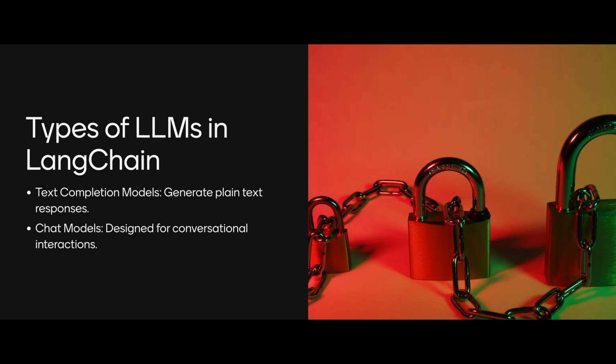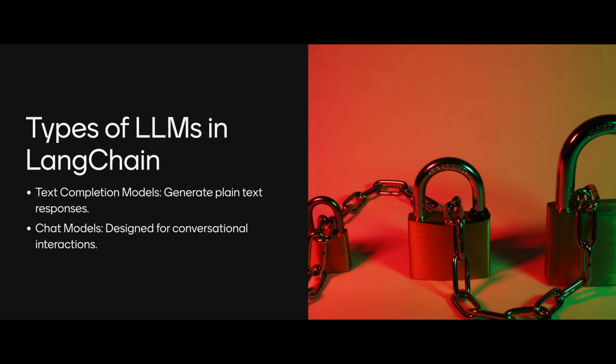Types of LLMs in LangChain. LangChain divides LLMs into two types: text completion models and chat models. Text completion models give a plain text response based on your input, like GPT-3 or GPT-4 models. Chat models are designed for conversational interaction and can handle context better. OpenAI's chat models are also available. We'll see that in the coming practical video.